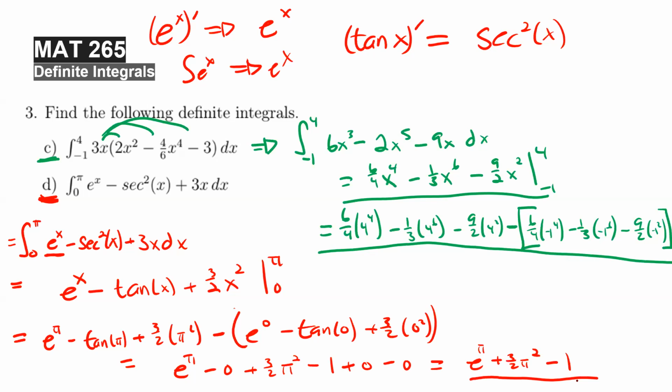So you could leave it there. But yeah, that was how we took the integral of e to the x minus secant squared x plus 3x from 0 to pi. Let me know if there's any questions.